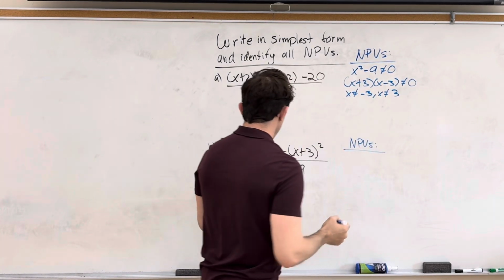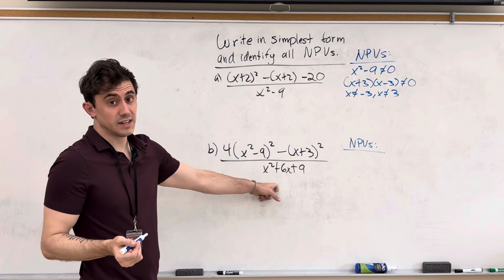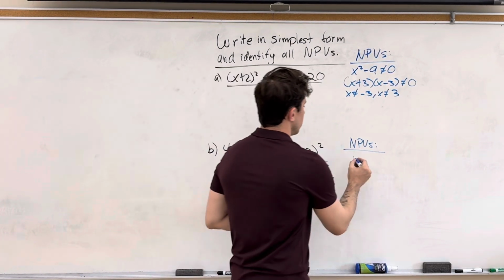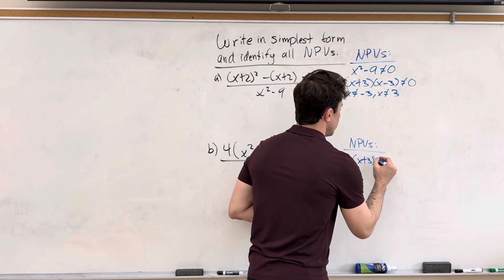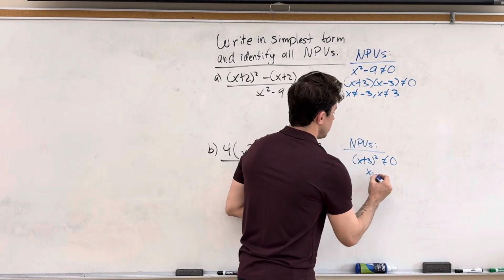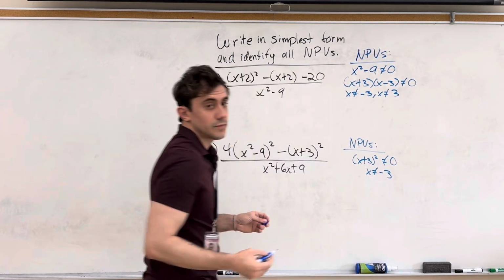Okay. Likewise for down here, we have NPVs. We have the denominator, x squared plus 6x plus 9. You'll notice that that's actually x plus 3 all squared. So that means that we can't have x plus 3 all squared equal to 0, and that means that x cannot be equal to negative 3, okay?